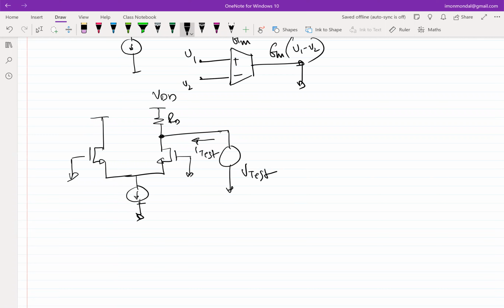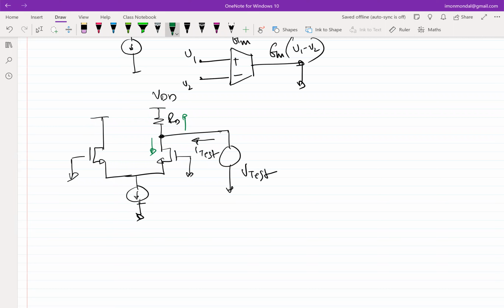Now the question that came up before the class was, sometimes I ask you what is the impedance looking up, sometimes what is the impedance looking down, and sometimes what is the total equivalent impedance. In this case, if I ask you what is the impedance looking up, what will that be? It will be RD, because the current that is flowing up is V test by RD. So essentially the impedance looking up is RD. That's easy. What is the impedance looking down?